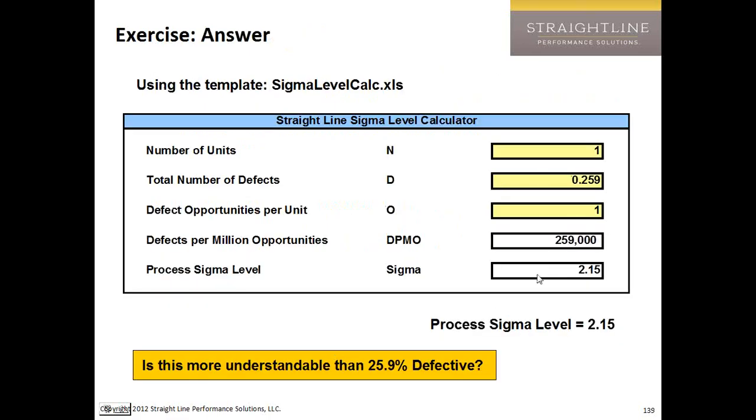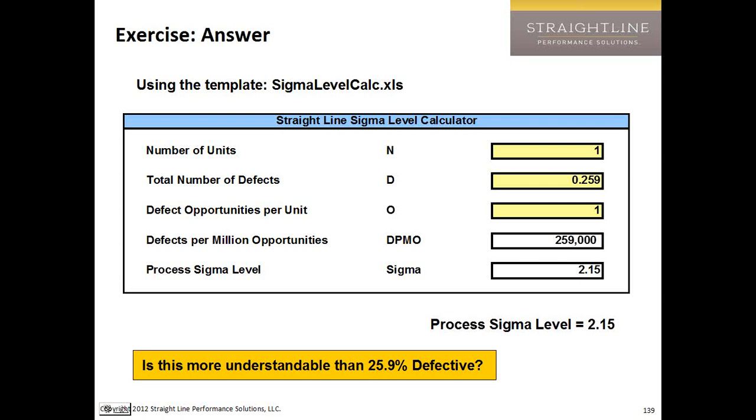And in fact, that's the answer that we have on slide number 139. Now, one would ask the question, is a process sigma level of 2.15 more understandable to people than if you just said, well, we have a process where 25.9% of the time it doesn't meet the spec? I would claim that no, that's not more understandable. So in a case like this, we would probably not want to use sigma level to communicate that. Remember, it really comes in helpful or handy when you've got a very low percentage of errors and you're having trouble motivating people to get past that.